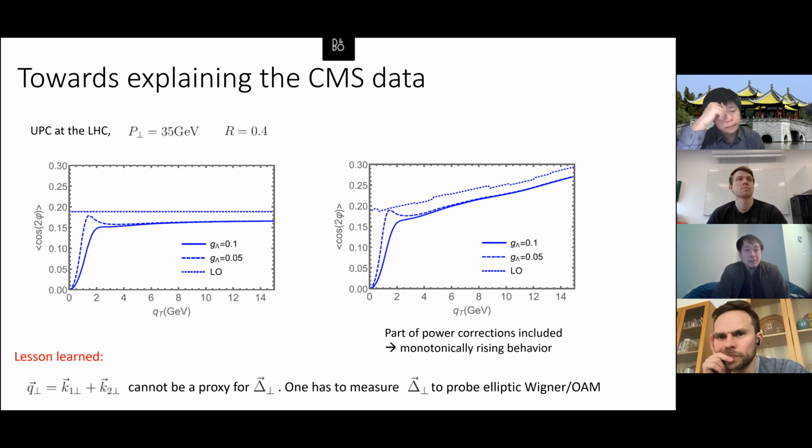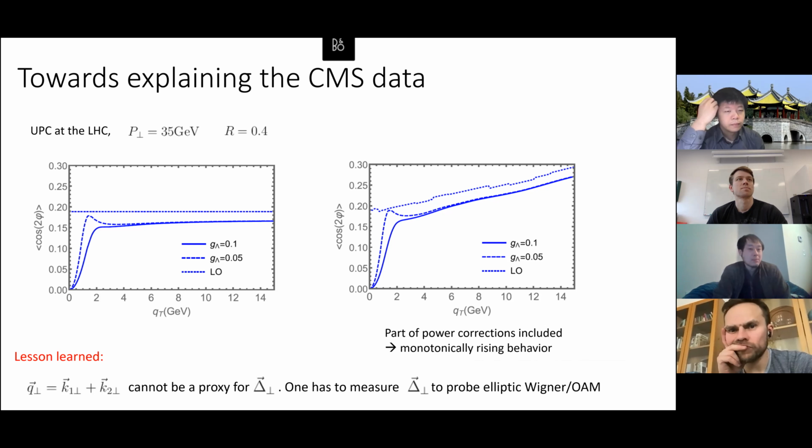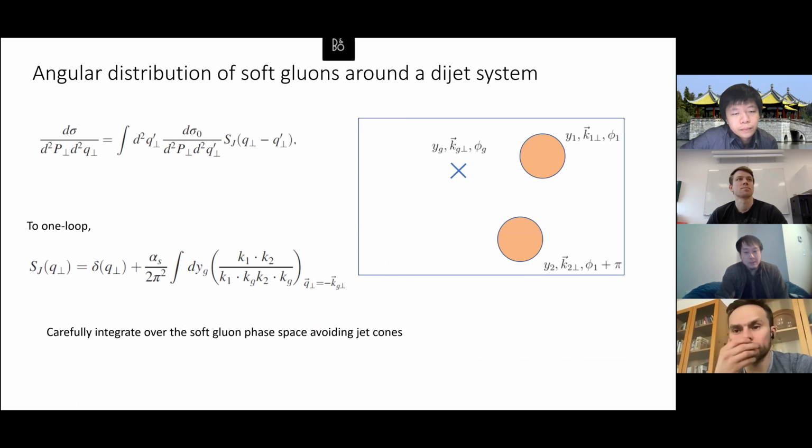All right. So we played with some numerics and tried to explain the CMS data. We took the LHC kinematics, with jet momentum of 35 GeV, and we calculated the resummed cosine 2 phi as a function of the jet total momentum, Q perp, which is much smaller than P perp. In this kinematics, we need to do the Sudakov resummation, and we get this flat behavior, of order 15%, which is similar to what was observed in experiments.